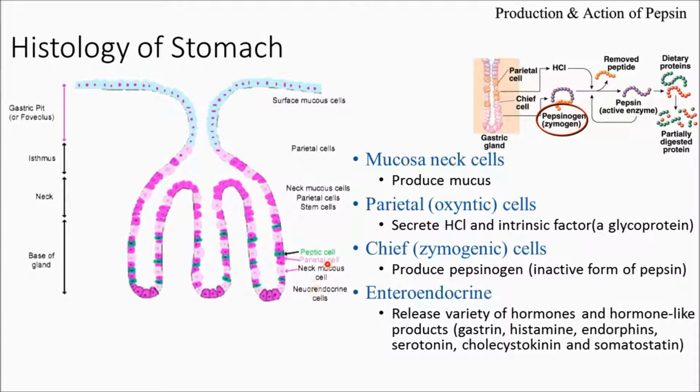The next two cells are the parietal cells and the chief cells. These two cells are located very near to each other in the gastric glands. Chief cells will produce pepsinogen, which is the inactive form of pepsin, whereas parietal cells will secrete hydrochloric acid, which will make the stomach acidic. The acidic condition in the stomach is very essential to allow the conversion of pepsinogen into pepsin. The parietal cells also secrete intrinsic factor, which is a glycoprotein required for the absorption of vitamin B12 in the small intestine.